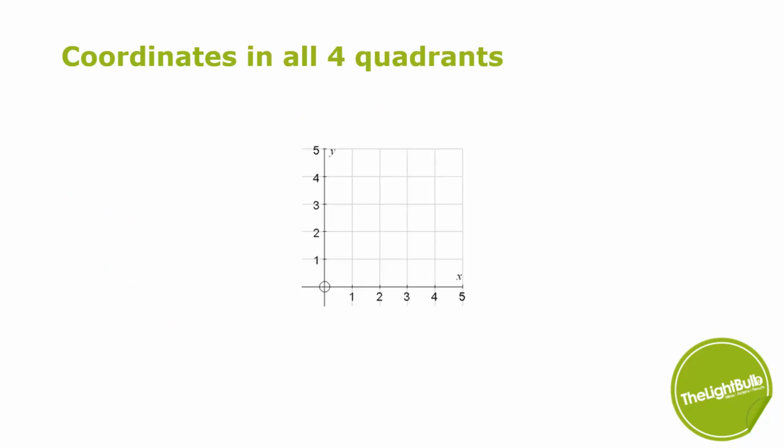Up until now, we've been looking at a graph like this, and we've been looking at coordinates in this type of square, where both numbers are positive. So we've been thinking about how many spaces along we go, and then how many spaces up we go. So it's all positive steps.